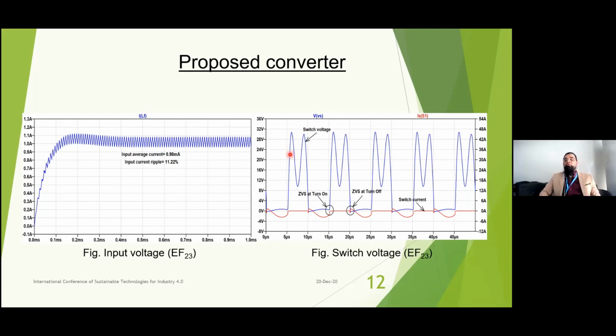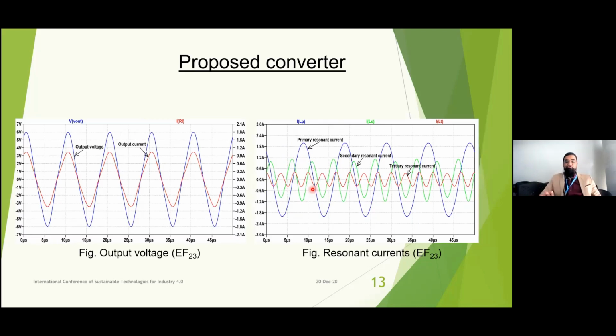Also, one of our purposes was to achieve soft switching. We have achieved soft switching, which we call zero voltage switching, at turn on and turn off. We have designed two circuits here. In the EF23, the secondary resonant tank is tuned to the second harmonic, and the third resonant tank is tuned to the third harmonic. Or we have EF32, where the secondary resonant tank is tuned to the third harmonic, and the third resonant tank is tuned to the second harmonic. We have tested both circuits and seen their operation in simulation.